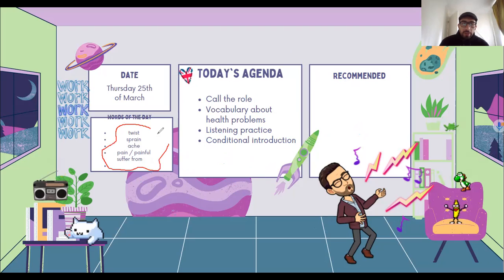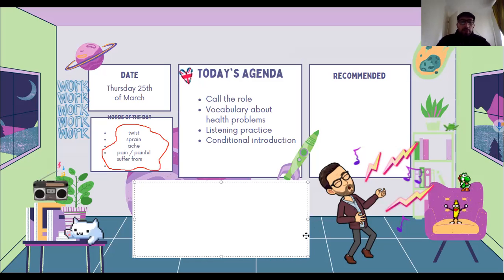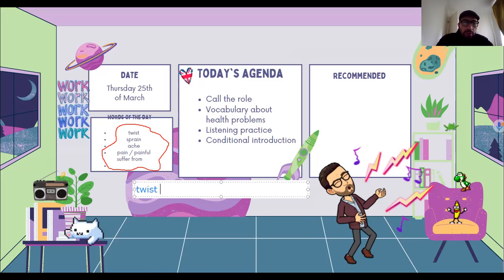This vocabulary is going to be very useful during the class because it's connected to health problems. So we have the word number one. Let's say that, for example, you are playing football, and there is a tackle and then you fall to the ground. And you twist your elbow. So your arm is like this. And it hurts a lot. And then they come to the doctor and fix it.